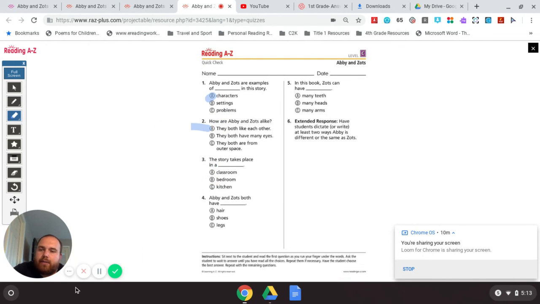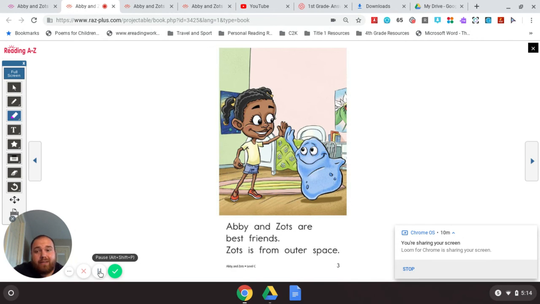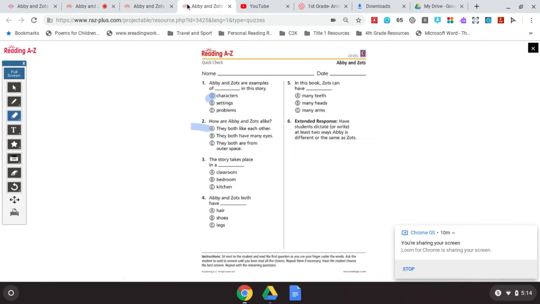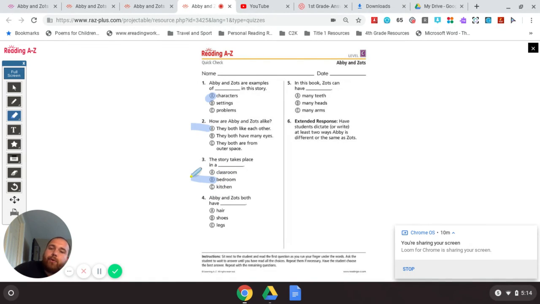Okay? The story takes place in a... Mr. H goes back to the story and takes a look. Our story takes place... I see a bed back here. The story takes place in a bedroom. Abby and Zats both have... Do we talk about them having hair? No. Do we talk about them having shoes? No. Do we talk about them having legs? Yep. In this book, Zats can have many teeth, many heads, or many arms. We did not read about him having many teeth. We did not read about him having many heads. We did read about him having many arms.